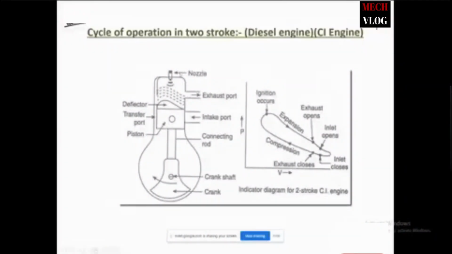The components of the two-stroke diesel engine are the nozzle, also called the fuel injector, and three ports: the exhaust port, the intake port, and the transfer port. So these are the three valves. And we have the deflector, piston, connecting rod, crankshaft, and crankcase. These are the components of a two-stroke diesel engine.